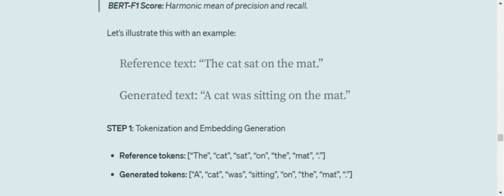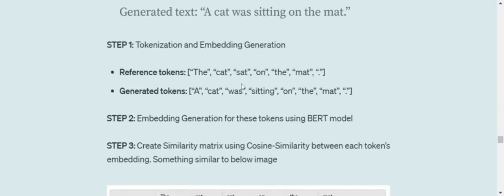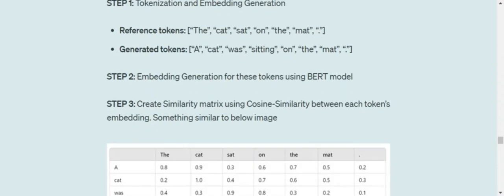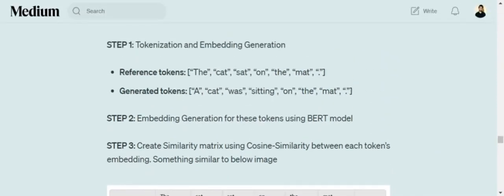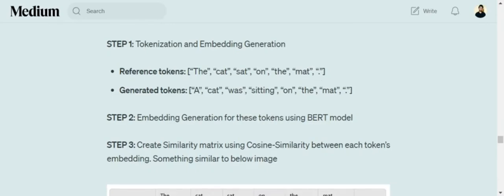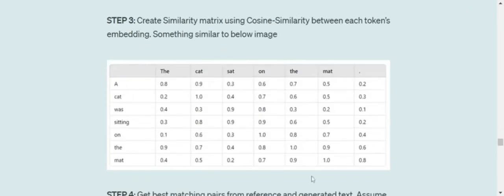Now let's understand all of this using an example. Assume we have a similar example with a little twist. The cat sat on the mat. The cat was sitting on the mat. First of all, tokenization, which as you can see we have already done. Second, we would be generating the embeddings using the BERT model. Third, we would be calculating the similarity matrix using the cosine similarity between each token embedding. So we calculate the cosine similarity between each token from the generated text and all the tokens from the reference, and we form a similarity matrix like this.